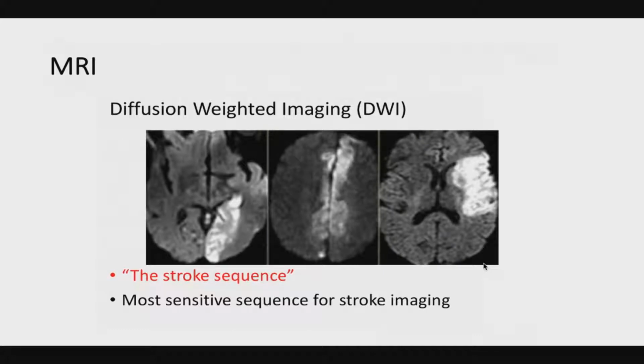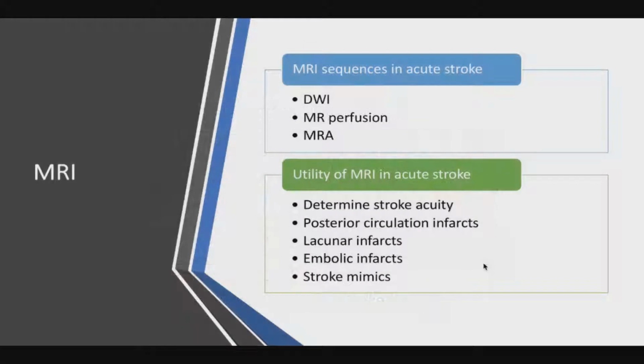Now, what about MRI? The MRI is considered the gold standard, and of course, diffusion-weighted imaging is the one that we look for. That's what's called the stroke sequence. Anything that's bright there is considered dead tissue, core infarct. It's non-salvageable. We can do DWI, we can do MR perfusion, we can do MRA.